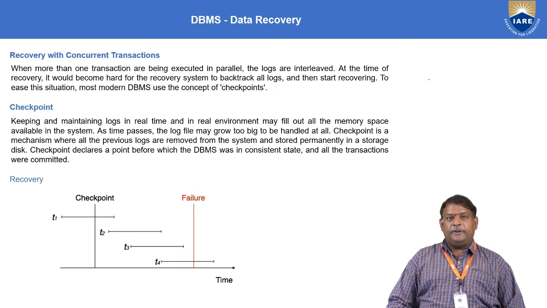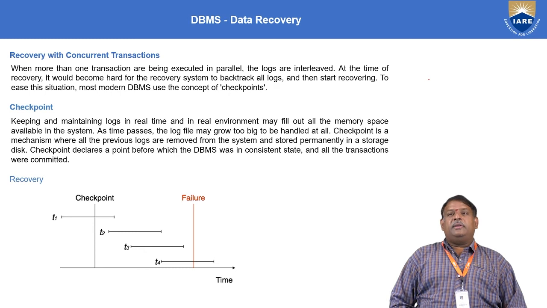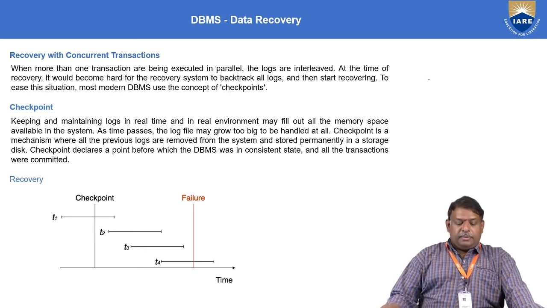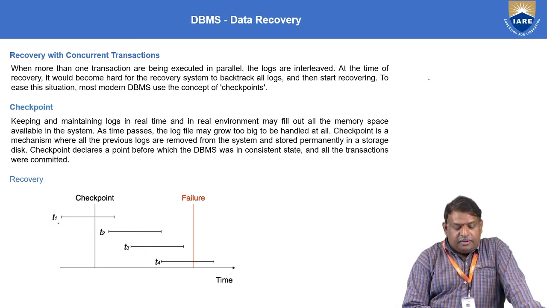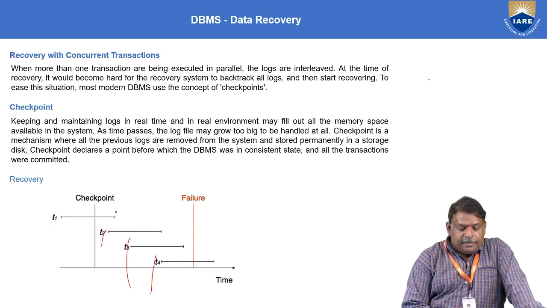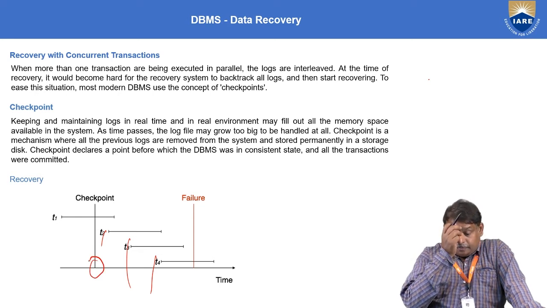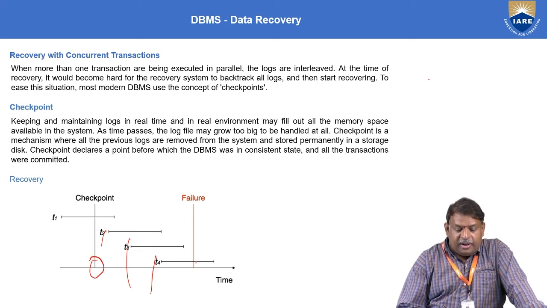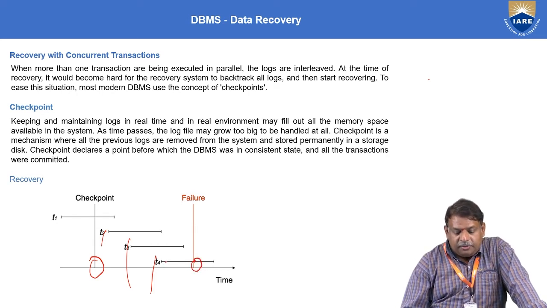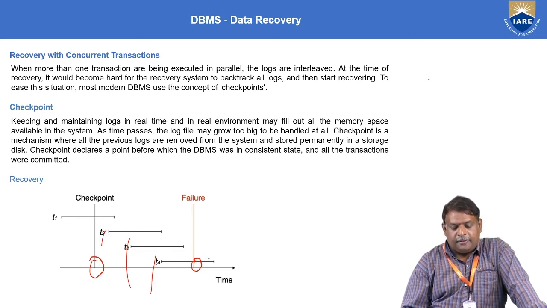in a storage disk. Checkpoint declares a point before which a DBMS was in a consistent state and all the transactions were committed. For example, here, this is the transaction T1, T2 starts here, T3, T4. We have a checkpoint here. Suppose there is a failure here. That is, failure happened when the transaction T4 is being done.